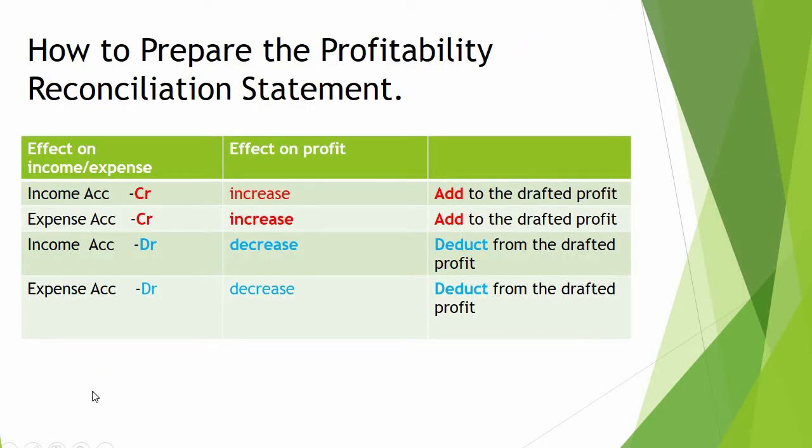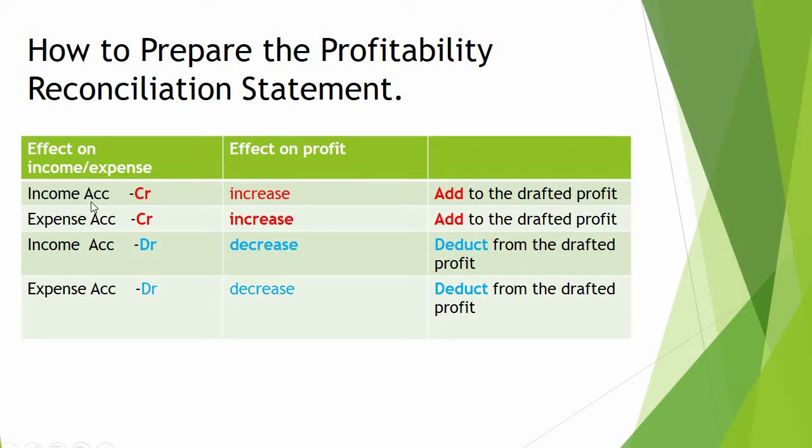The errors that are made when posting the transactions will impact the financial results. Once the errors are corrected, accurate financial results can be produced. In order to arrive at the accurate financial results, a profitability reconciliation statement is prepared. The reconciliation is prepared taking into account only the errors that impact income and expenses.